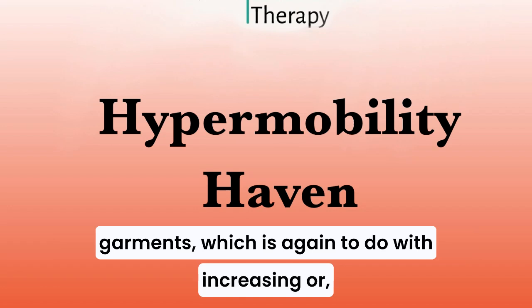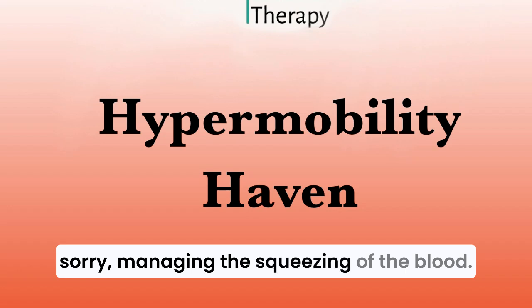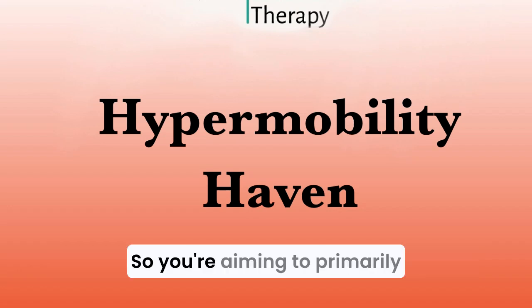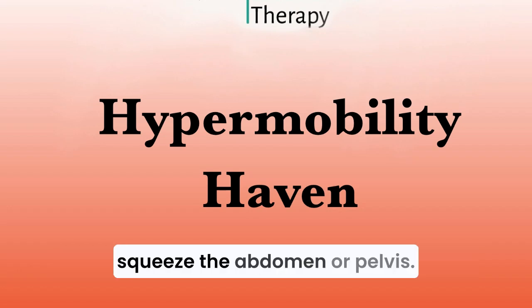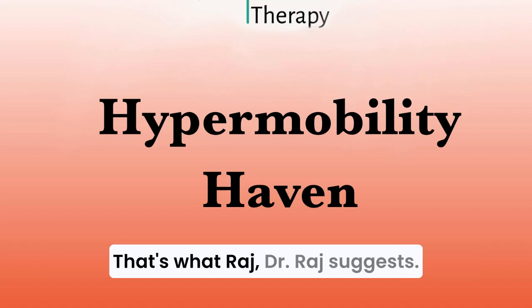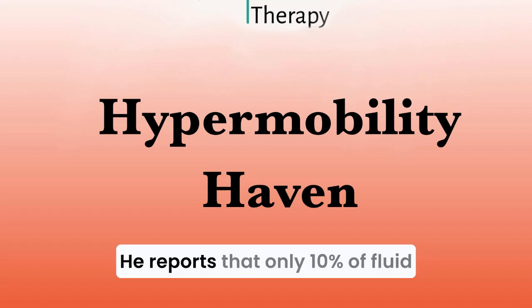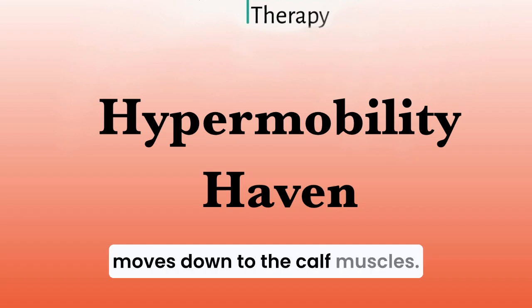Great. And the other thing you mentioned was the compression garments, which is again to do with managing the squeezing of the blood. So you're aiming to primarily squeeze the abdomen or pelvis. That's what Dr. Raj suggests. He reports that only 10% of fluid moves down to the calf muscles.